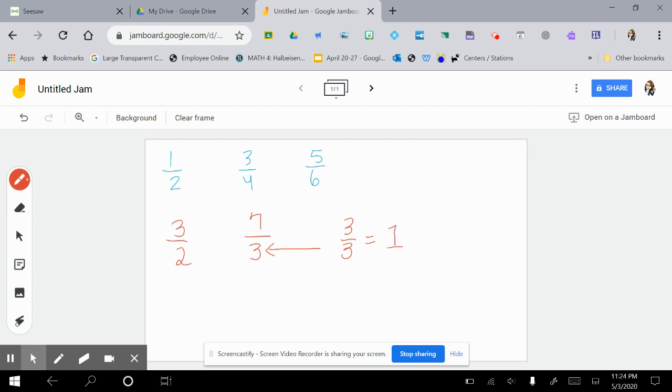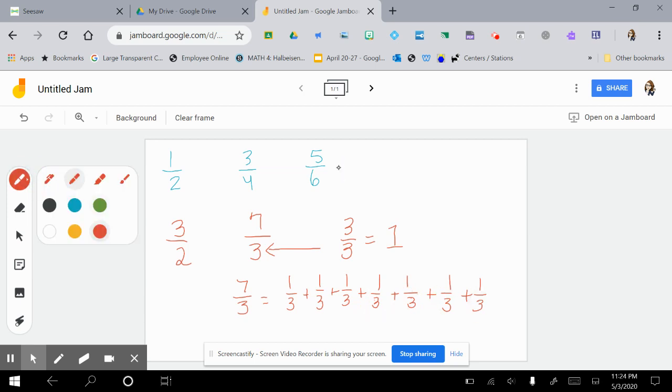And I can turn this into a mixed number by thinking about that 7 and by decomposing it. So I can say that 7/3 is the same as 1/3 plus 1/3 plus 1/3. I'm going to do this 7 times. Plus 1/3 plus 1/3. Plus 1/3 plus 1/3 plus 1/3. And I should have 7 of those. 1, 2, 3, 4, 5, 6, 7.